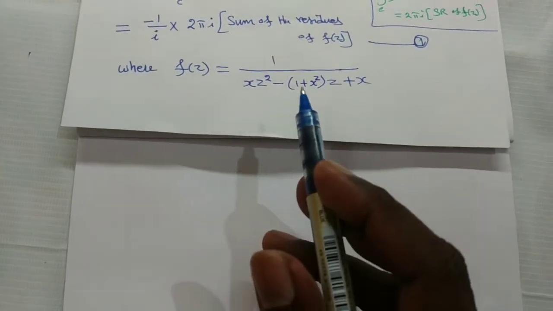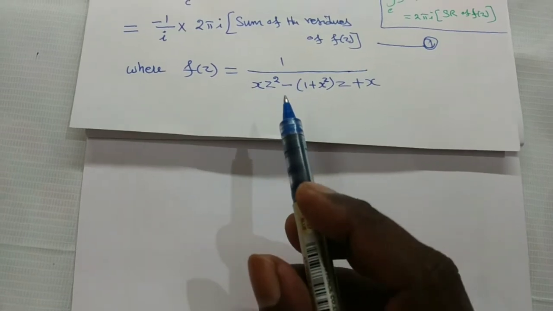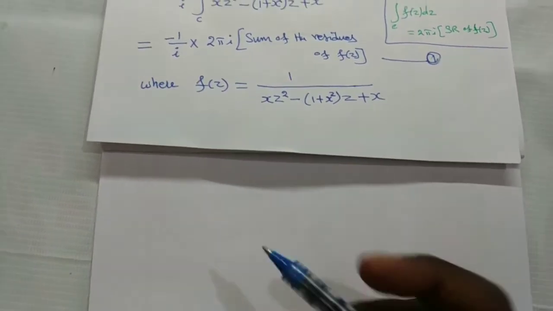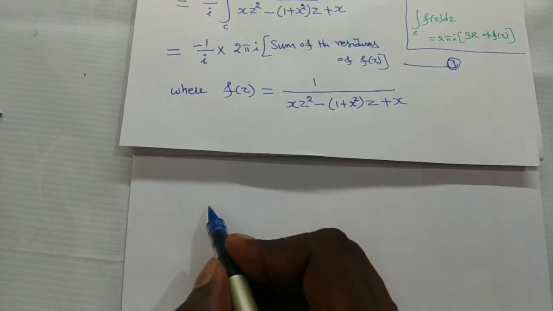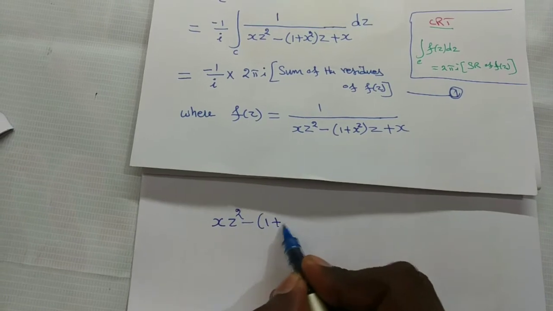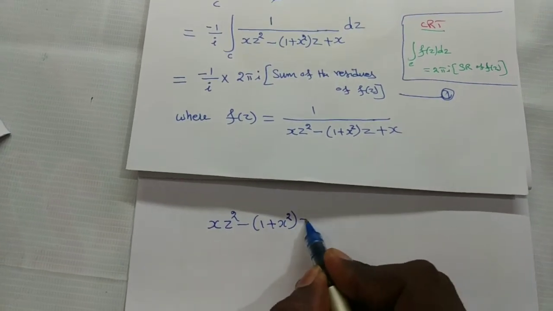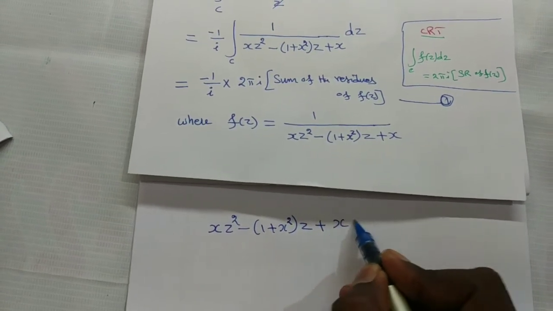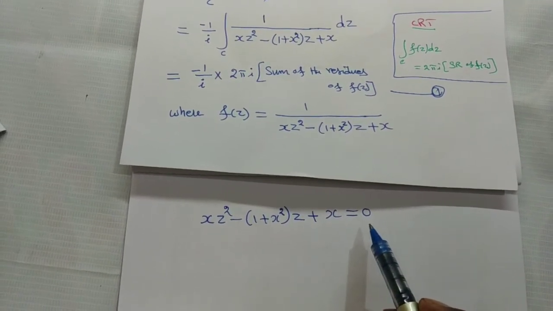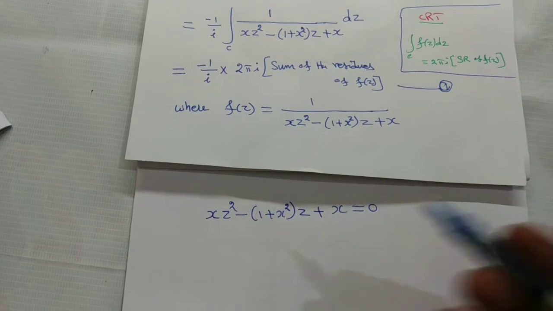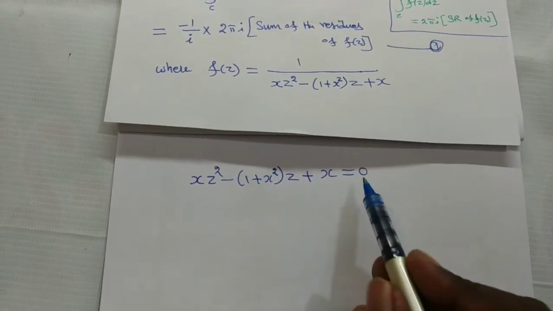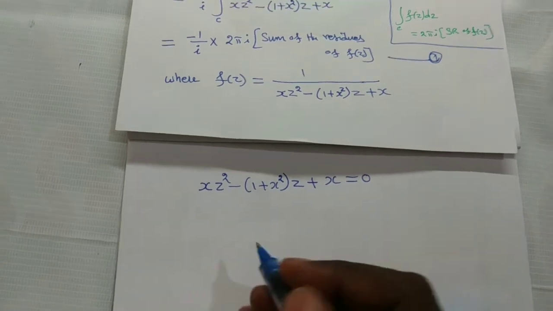Okay, so I want to find the residues. First I want to find the poles by putting the denominator equal to 0. So put the denominator equal to 0: xz² − (1 + x²)z + x = 0. By solving this we will get the poles. First I am going to find the poles. This is a quadratic equation, and I want to solve it.